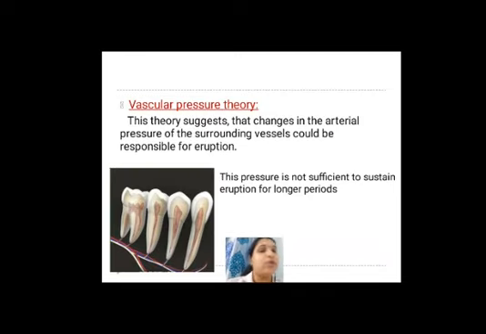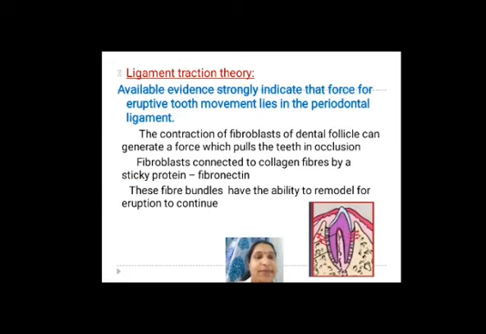So there was one more theory called vascular pressure theory. This theory suggests that changes in the arterial pressure of the surrounding vessels could be responsible for eruption, but this pressure is not sufficient to sustain eruption for longer periods. So there is one more theory called ligament traction theory. There is a lot of evidence available to indicate strongly that the force needed for the actual eruption of the tooth lies in the periodontal ligament.